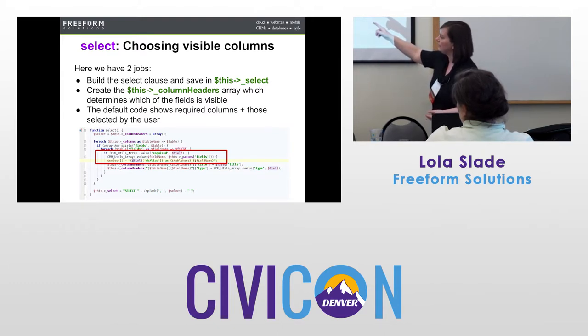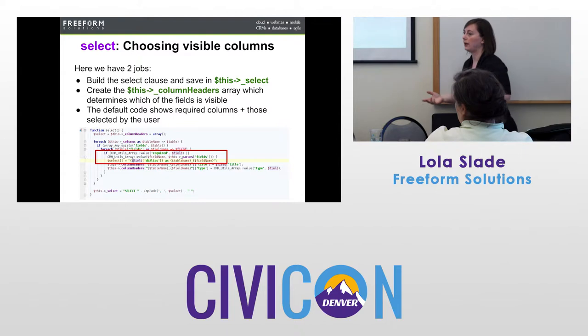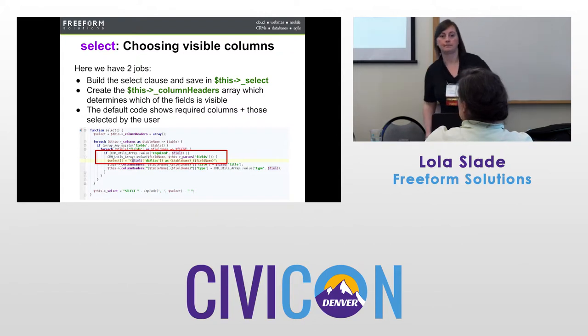Basically what it says is, if the field is required, it looks at the field definition in the columns array, and if it's required, then show it. Or if it's in the parameters fields, so in $params that got sent into post-process, the user selected it. So then we want to display it.